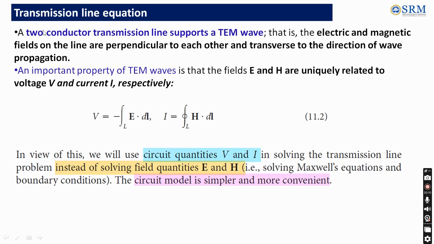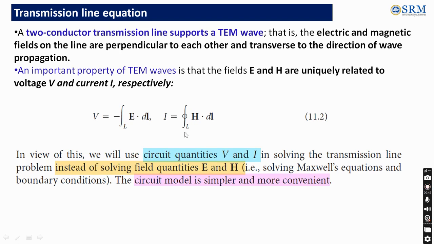So in the last session, we have seen a two-conductor transmission line is able to support a TEM wave. In that, electric and magnetic fields are perpendicular to each other and transverse to the direction of wave propagation. An important property of the TEM wave is that both electric and magnetic fields are uniquely defined by voltage and current from Faraday's law and Ampere's circuit law. So V is equal to minus integral over the line E dot dl, and current I is equal to closed integral over the line H dot dl.